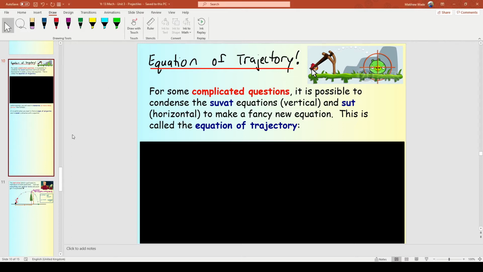It's our last lesson, well, our last taught lesson anyway, on projectile motion today, you lucky ducks. And so the final thing that you're going to learn today is called the equation of trajectory.